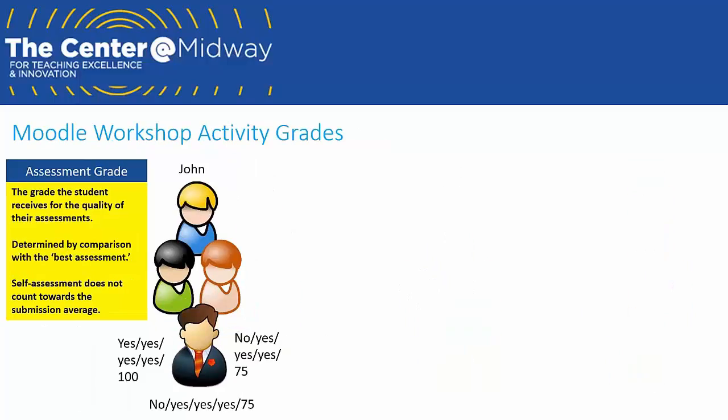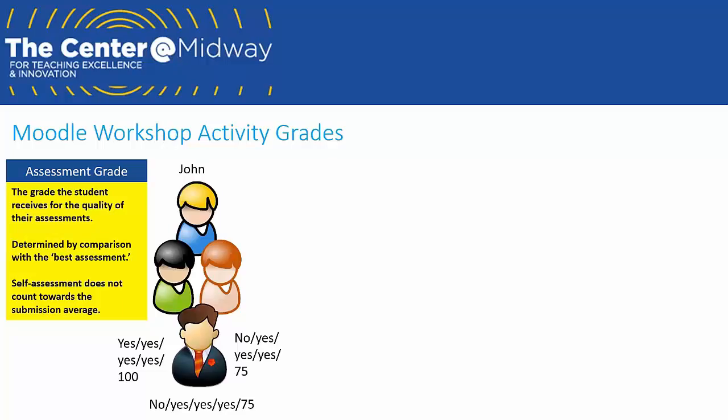Okay, how then is the assessment grade going to be determined? For John's submission, Harry and Sam's assessments of John's work are going to also be graded. And how is that going to be done? The assessment grade is determined by a comparison with what the computer determines to be the best assessment. And how does the computer determine what is the best assessment?